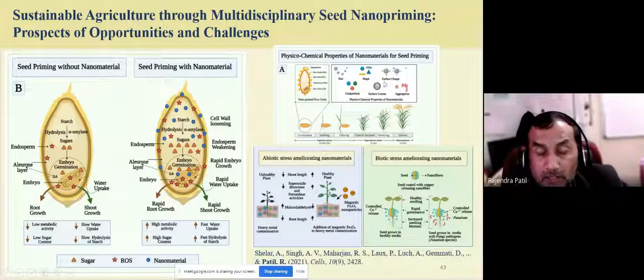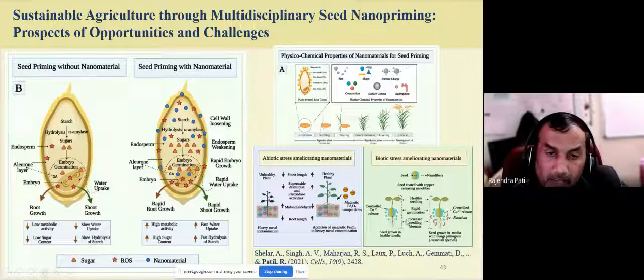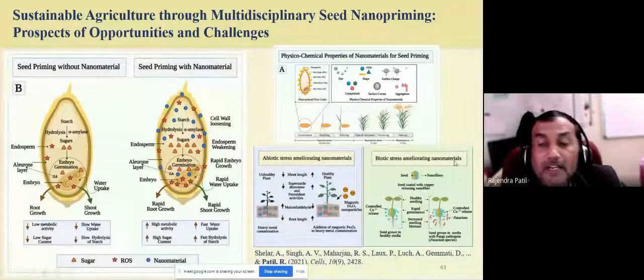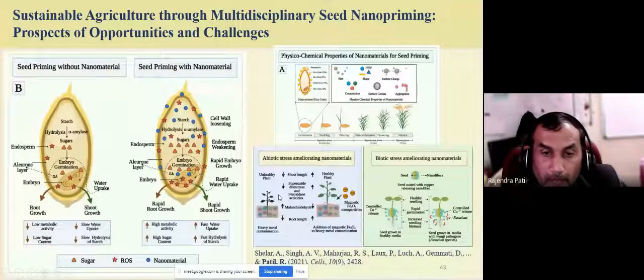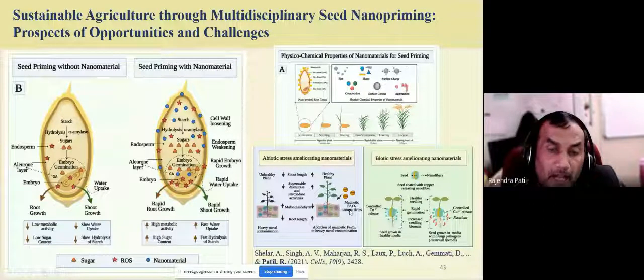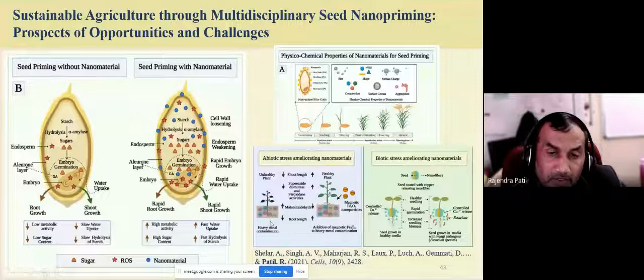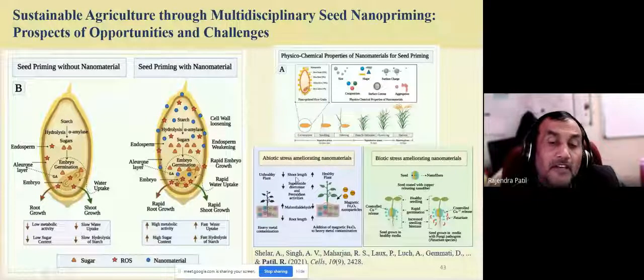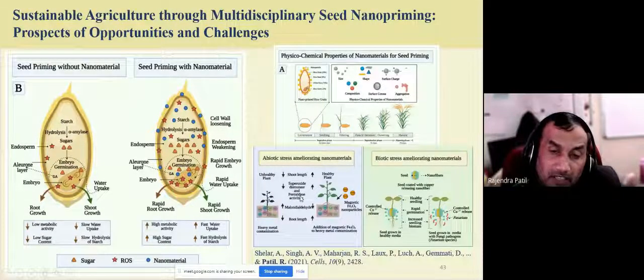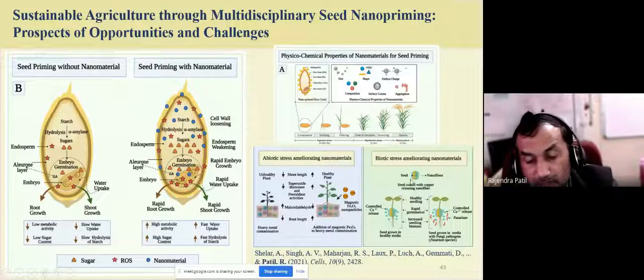In fact, we have also documented that nanopriming can take care of abiotic and biotic stresses. So by the use of nanomaterial in abiotic stress, the seed can germinate into a healthy plantlet. However, without it, in the abiotic stage, the healthy plants tend to succumb. They tend to die, and this death is manifested by a decrease in the shoot length and a decrease in the enzymatic activity. Same is the case with the biotic stress.